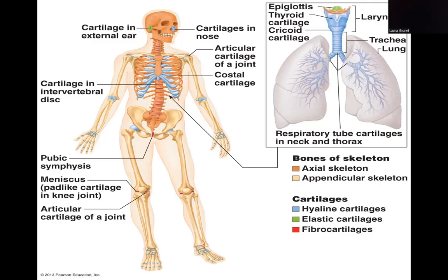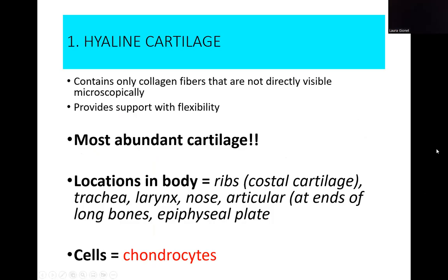Bronchioles and alveoli will be histologically different. Okay, so that's kind of a visual of those locations. So let's just take these one by one. Hyaline cartilage contains only collagen fibers that are not directly visible microscopically. So although there are collagen fibers there, they don't really take up stain that we can see.